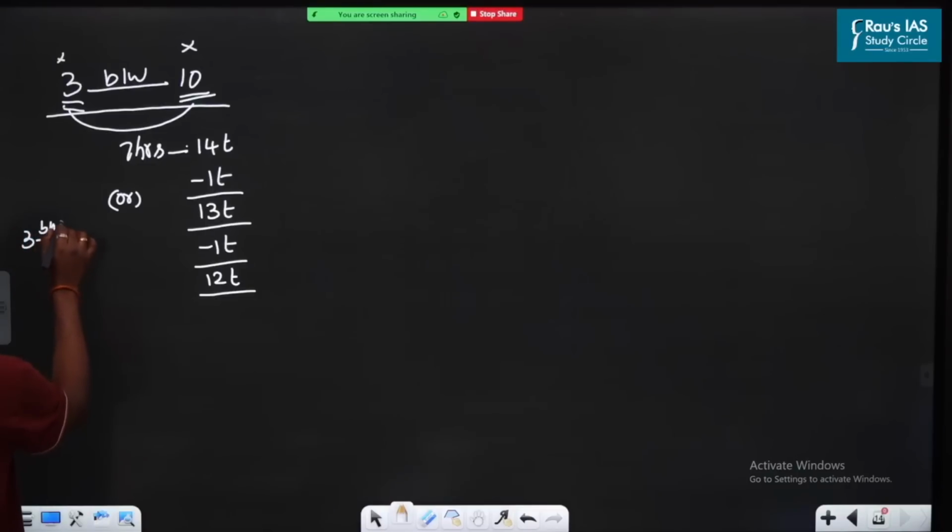Between 3 to 4, how many times right angle? 3 o'clock and 3:30 approximately. So between means 3 o'clock is not allowed. Only 3:30 approximately is allowed. All are understood? Then 4 to 5.